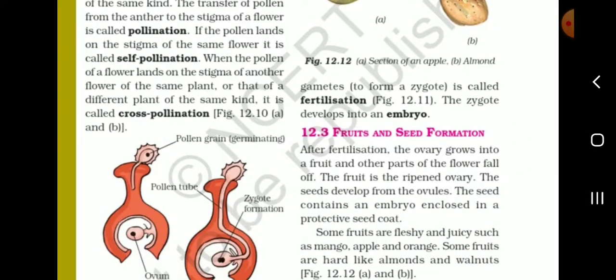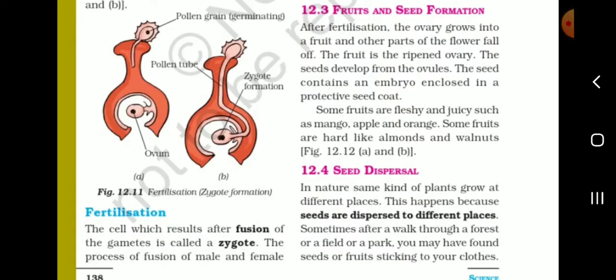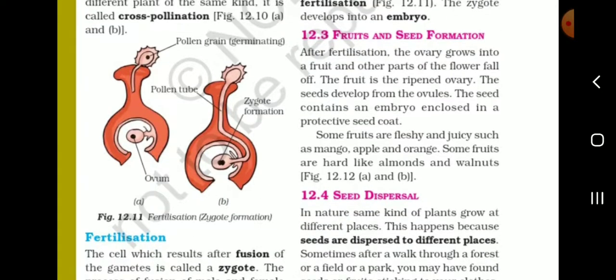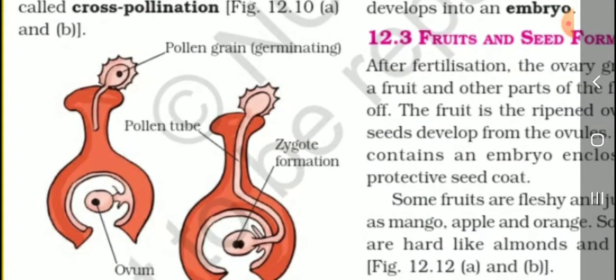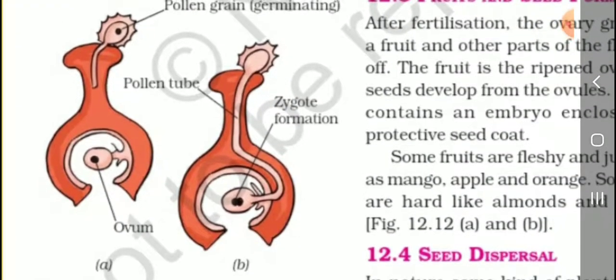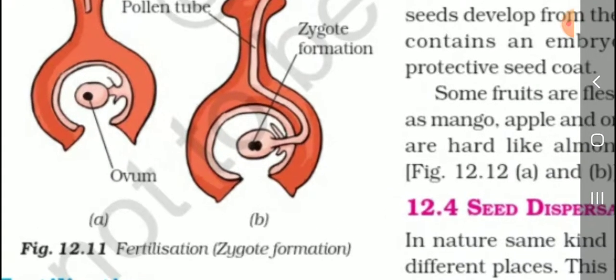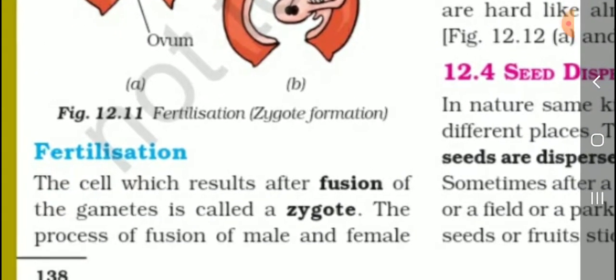fertilization. What is fertilization? Next, fertilization: pollen grains germinating, pollen tube, zygote formation, the formation of zygote, then the ovum. The cell which results after fusion of the gametes is called zygote.